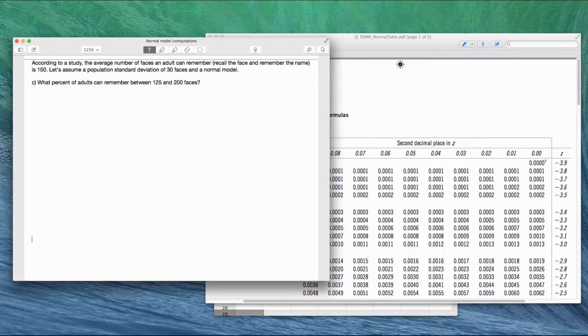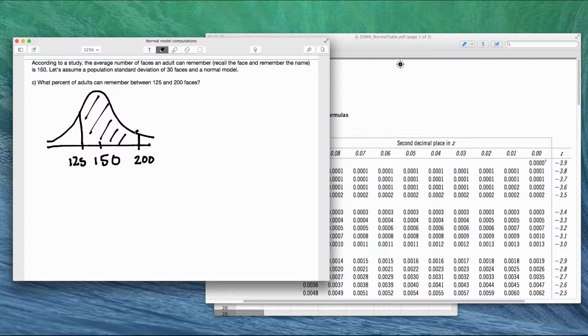So the question now is, what percent of adults can remember between 125 and 200 faces? So let's draw a picture. What does this look like? We know we have a normal model. It says so. The mean is 150 faces. 125 is a little bit to the left of 150, and then 200 is over here on the right side, and we want to know between these two numbers. So I'm going to shade this area because this is what we want to find the probability or the percent of.